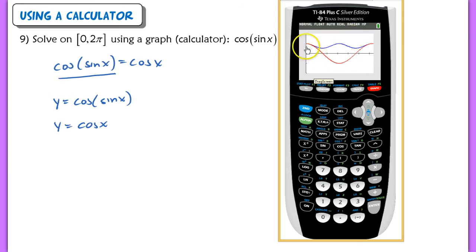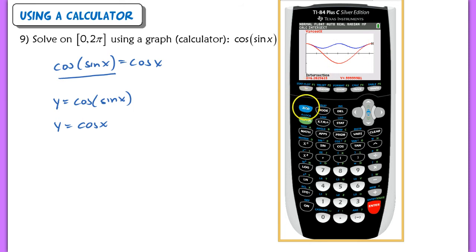Now, I already know what the solutions are. They're actually 0 and 2 pi. So that's why I adjusted our window slightly, so that when I hit second calc and I try to find the intersection here, it'll let us find the intersection. And it'll ask first curve and second curve. Just hit enter, enter, enter. And when it asks guess, same thing. So the intersection here is 6.28, which is 2 pi.